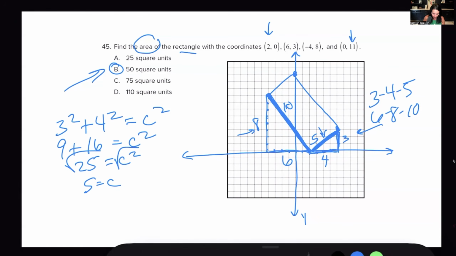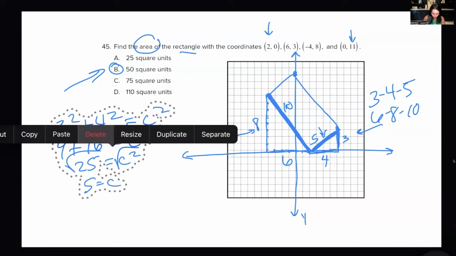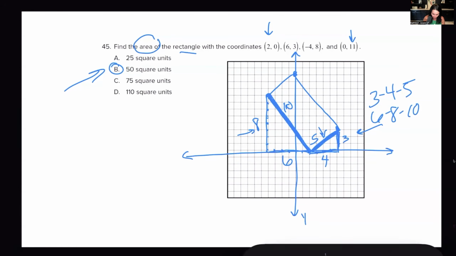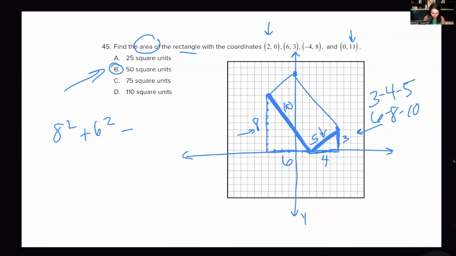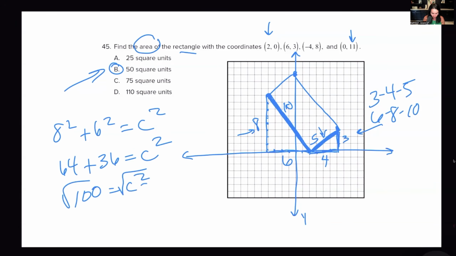And let's go ahead and check the other side of the rectangle, which is the hypotenuse of the triangle over here. So we have 8 squared plus 6 squared equals c squared. 8 squared is 64 plus 36 equals c squared. 64 plus 36 is 100 equals c squared. Square root both sides to get rid of this exponent, and we get 10 equals c. Notice it works out.